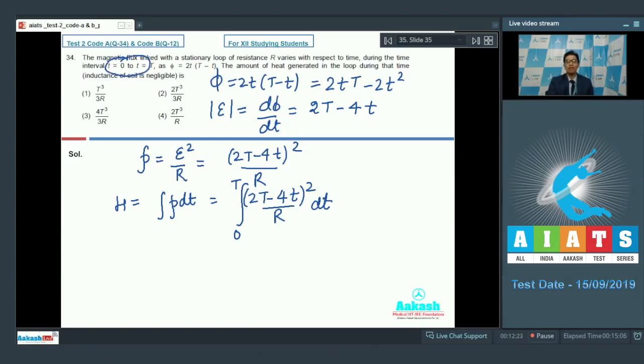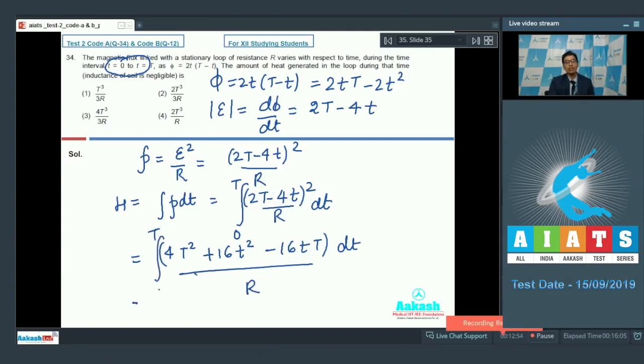Now dear students, to calculate the integration of this, we can expand it using the formula of (a plus b) to the power 2. We get (4T square plus 16t square minus 16tT) dt divided by R. Dear students, on solving this integral, we get a value of 4T cube by 3R. So the correct answer therefore is option number 3. Now let us proceed to the question number 35.